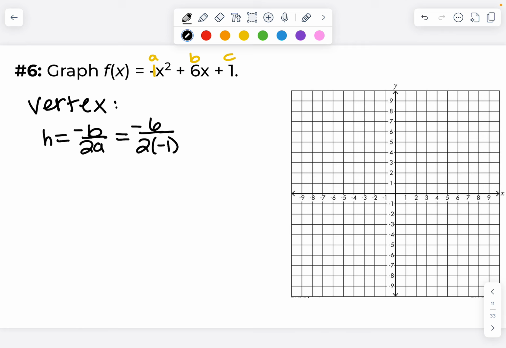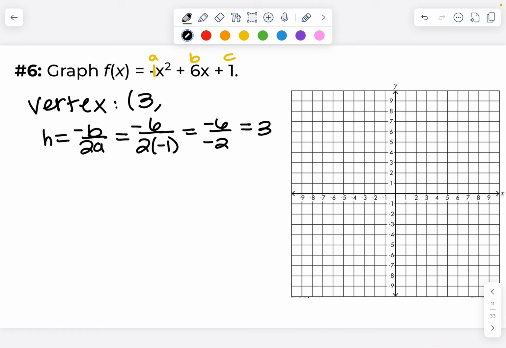So when I simplify, okay, I'm going to do it in stages. So -6 over -2, okay? A negative divided by a negative gives me a positive. 6 divided by 2 is 3. Oops, and that was supposed to be an equal sign, not a negative sign. Okay, so I get 3 for the x value of my vertex. So that's step 1, okay?